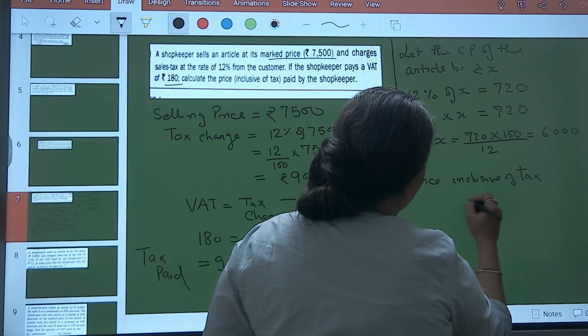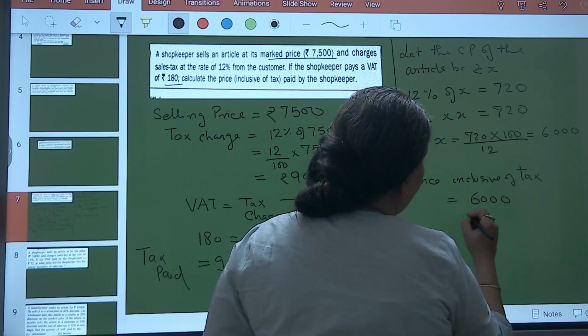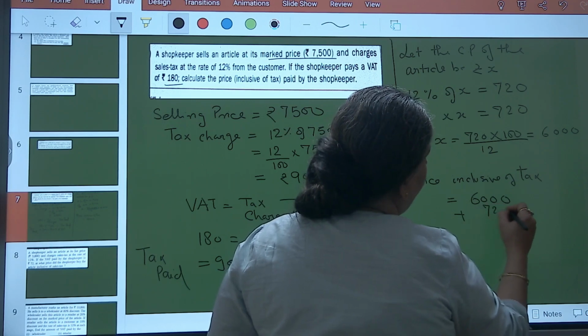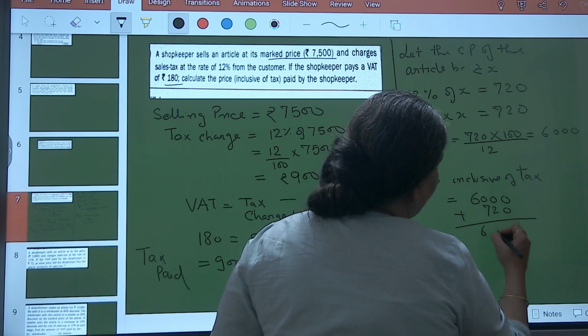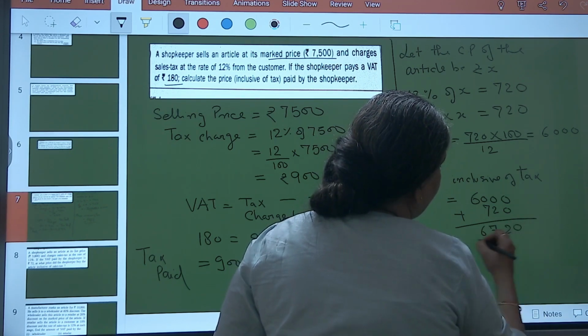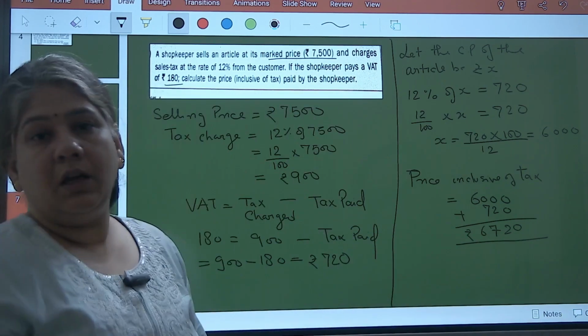Tax will be, that is the cost price of the article, that is 6,000 plus he will pay 720 rupees. So answer will be 6,720. This much rupee he must have paid for the article.